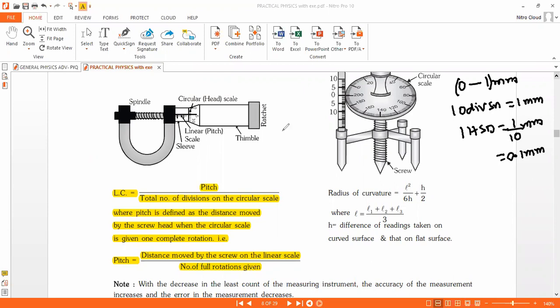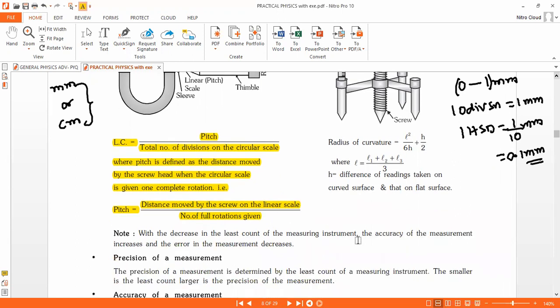Here we have the screw gauge in the order of millimeter or centimeter. If it is centimeter, 10 divisions equal 1 centimeter. That is, one head scale division will be 1 by 10 centimeter. Distance moved by the screw on the linear scale.